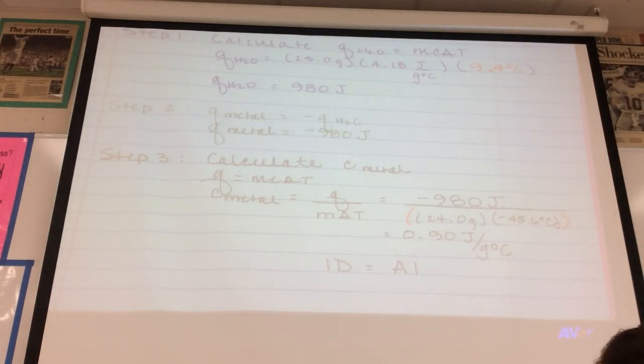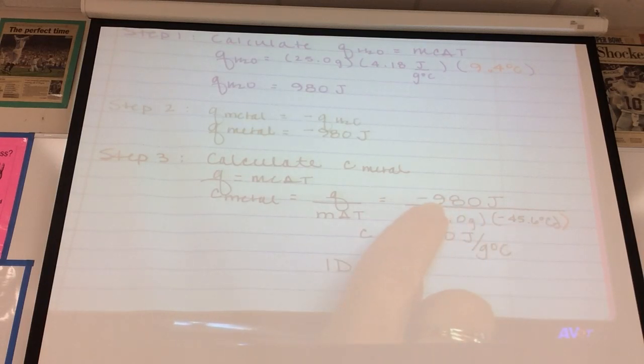Say it again. 45.6. 29.4 minus 75. And so that's negative. The two negatives cancel. You cannot get a negative specific heat. Those negatives will cancel. You'll have a negative Q of the metal or unknown and a negative delta T because the metal's losing heat. Aluminum.